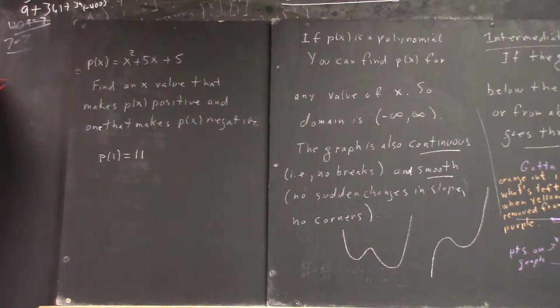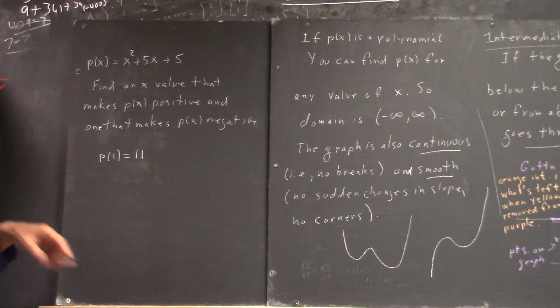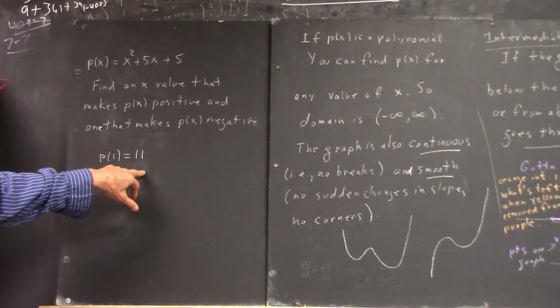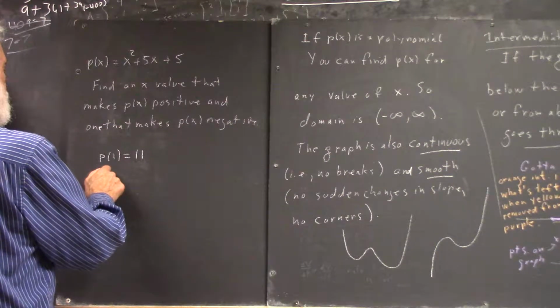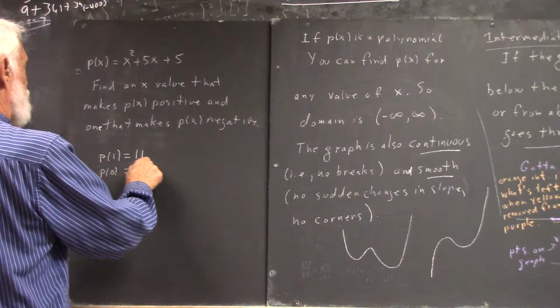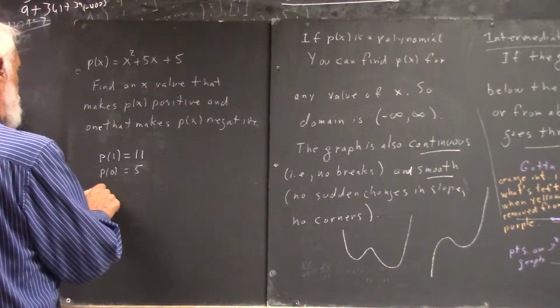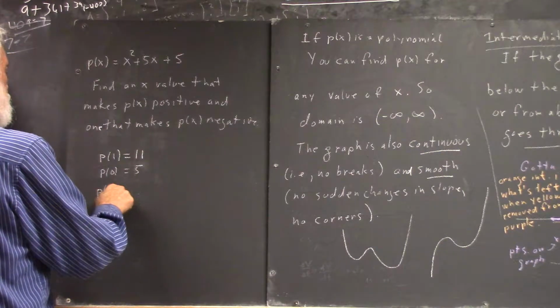Okay, so just trying a few numbers. And of course, there are things that help you find the numbers. P of 1 equals 11, okay? And P of 0 equals 5. So it looks like things are going down here. So let's go to -2.